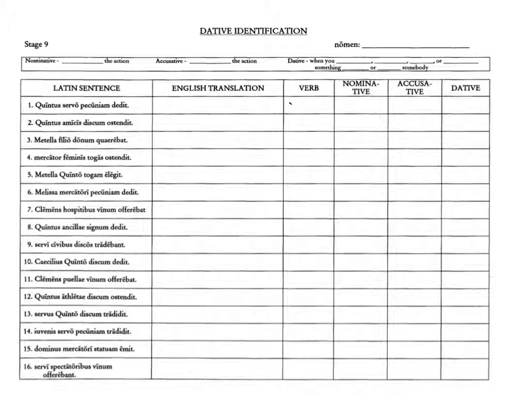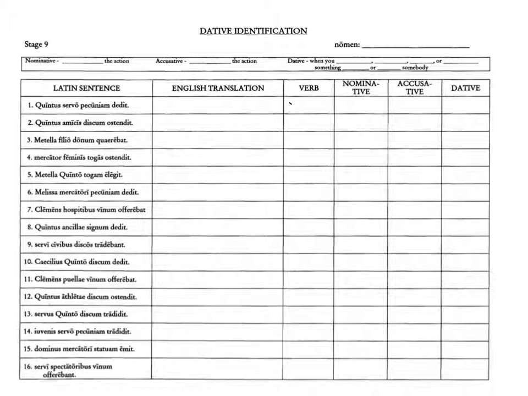Number 12, Quintus shows the athlete the discus. So ostended is the verb, Quintus is the nominative, discum is the accusative, and athleti is the dative. Number 13. The servant handed over the disc to Quintus. So tradidit is the verb, servus is the nominative, discum is the accusative, and Quinto is the dative.